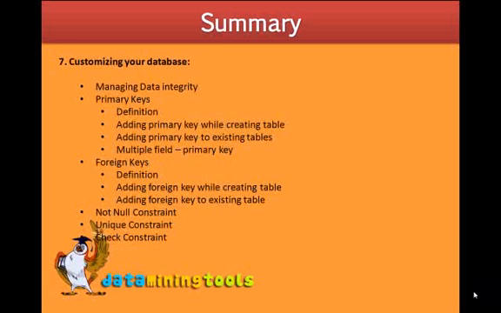Complete the tutorial. In this tutorial, we've understood the concepts of how to manage data integrity: primary keys, their definition, how to add primary keys while creating tables, how to add primary keys to an existing table, and how to create multiple field primary keys. We've understood the concept of foreign keys, their definition, and adding foreign keys while creating a table and to an existing table. We've understood the concepts of the NOT NULL constraint, UNIQUE constraint and CHECK constraint.